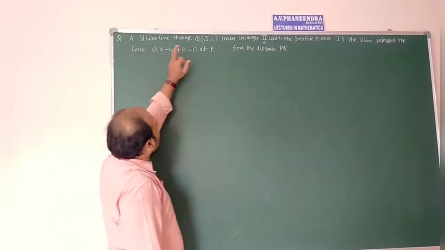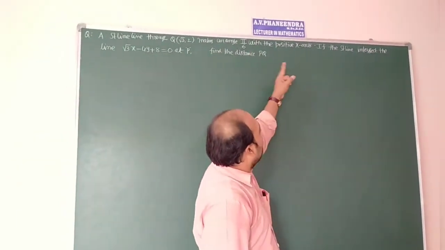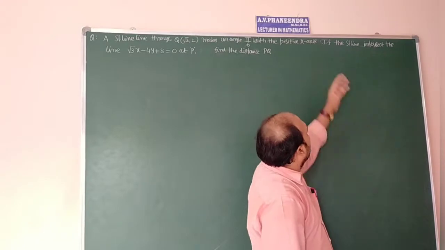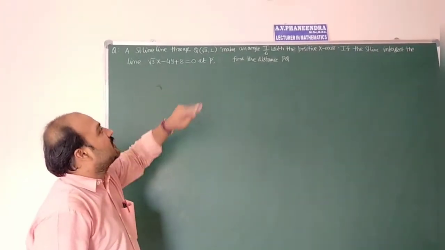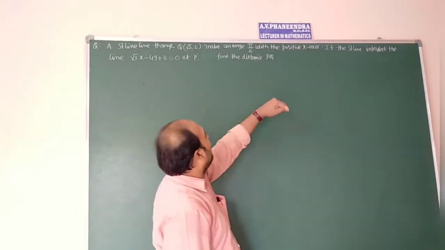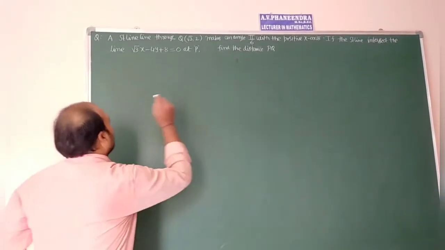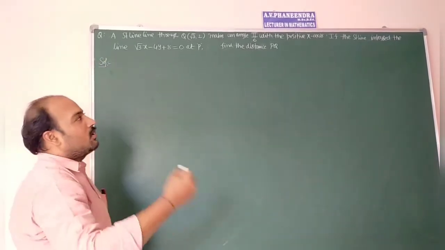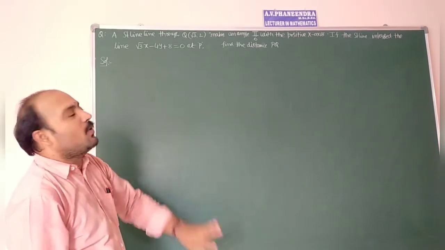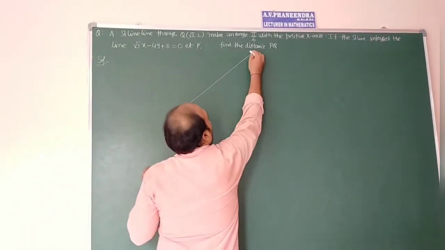A straight line through the point Q of root 3 comma 2 makes an angle pi by 6 with the positive x-axis. If the straight line intersects the line root 3x minus 4y plus 8 equal to 0 at the point P, find the distance PQ. So here also, according to the problem, draw the rough diagram, then you will get an idea how to solve the problem. A straight line through the point Q. This is the straight line, L is equal to 0.